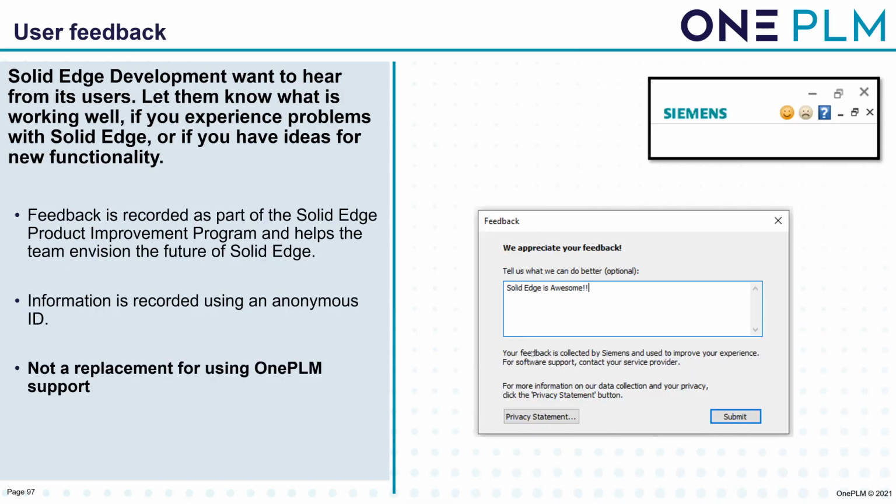User feedback. So Solid Edge development wants to hear from its users, let them know what is working well, if you experience problems with Solid Edge, or if you have ideas for new functionality. Feedback is recorded as part of the Solid Edge product improvement program and helps the team envisage the future of Solid Edge. Information is recorded using an anonymous ID, so it's not a replacement for using 1PLM if you're in the UK, or your own reseller for support.